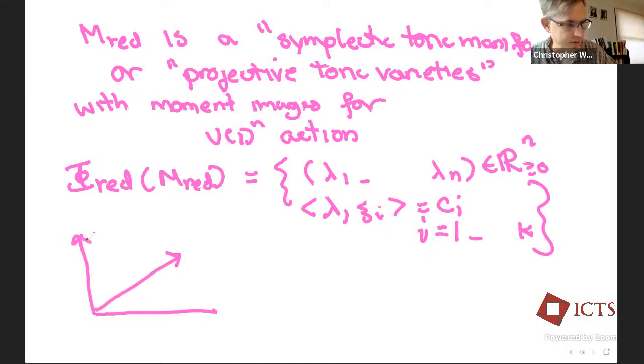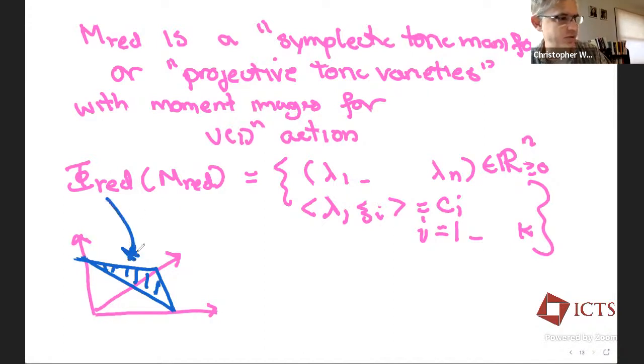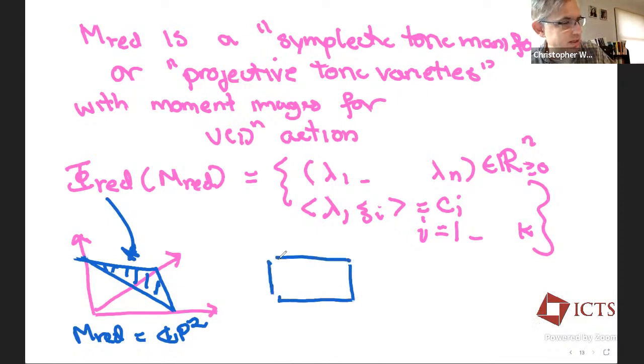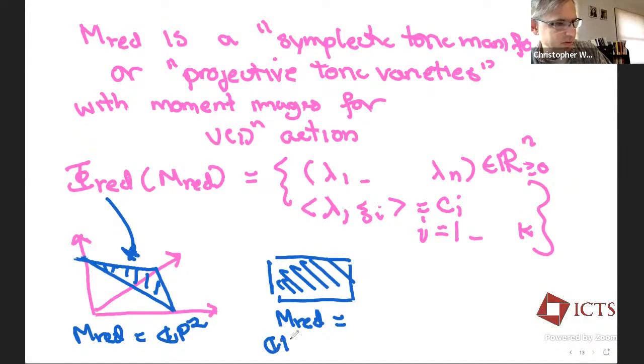So the idea is you start off with this sort of generalized orthant, and then you're slicing it off by imposing some linear equalities between the different coordinates. So this would be the case when M_red is CP2, and so the polytope would be the 2-simplex. But you could slice in other ways. So you could, for example, get a square when you do the slice. And then if the polytope is a square, this would be the case that M_red is CP1 times CP1. And so on.